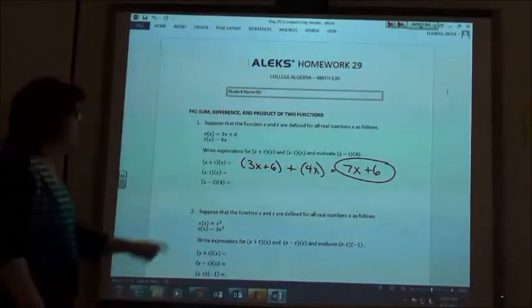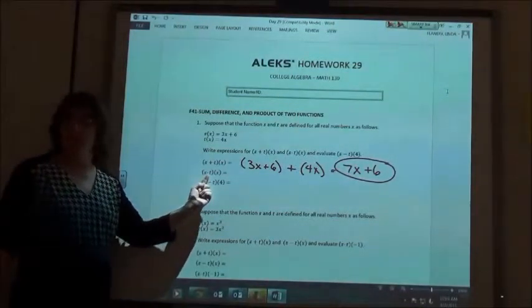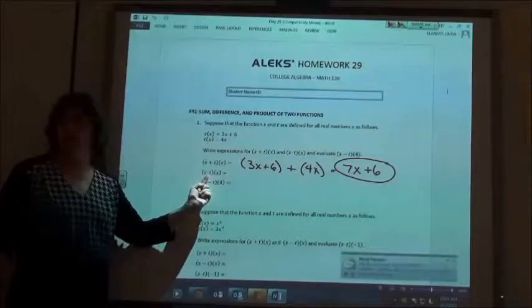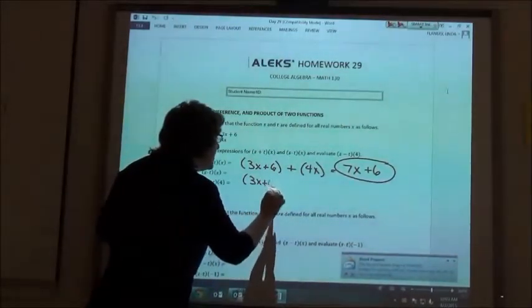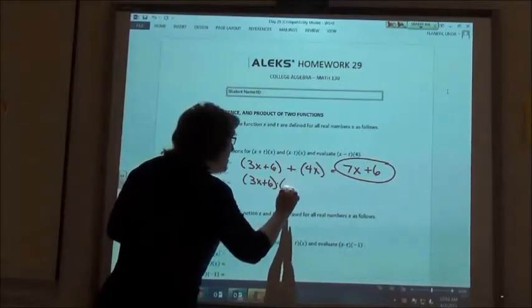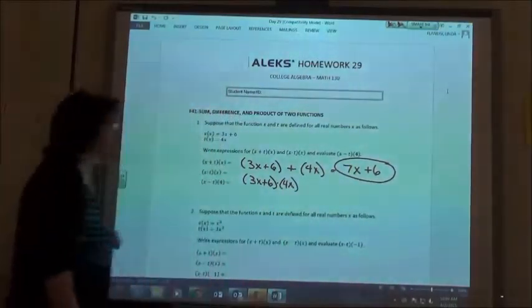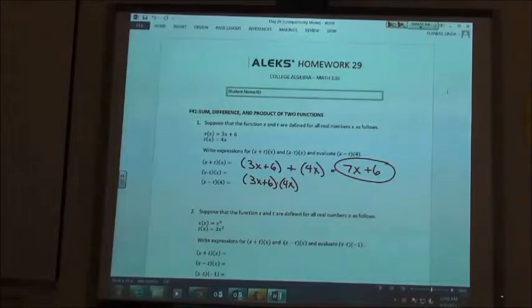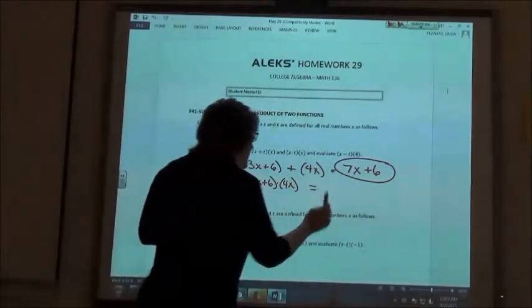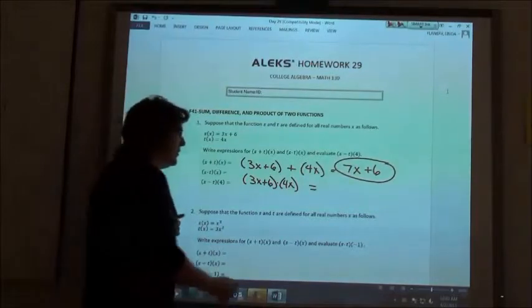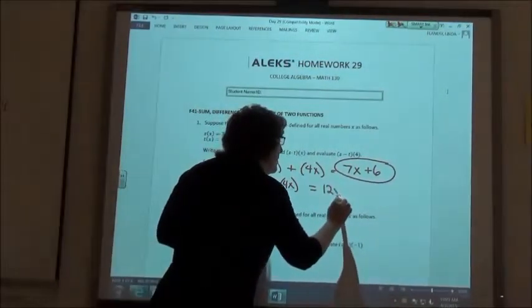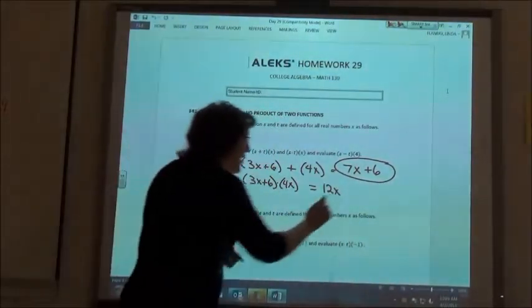Okay? The next one. What's the dot between the s and the t telling me I'm going to do? Multiply. I'm going to take the 3x plus 6, and I'm going to multiply it times the 4x. If I'm going to multiply, in this case I'm going to have to use my distributive property, right? So I'm going to take the 3x times the 4x, which would be 12x to the 2nd, because they both have x's.